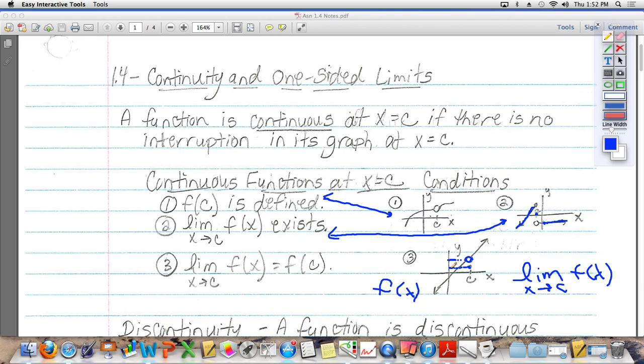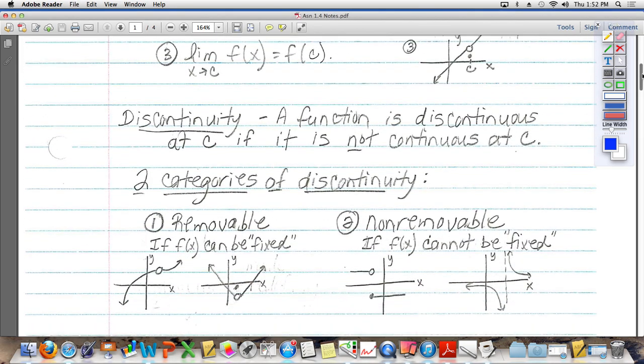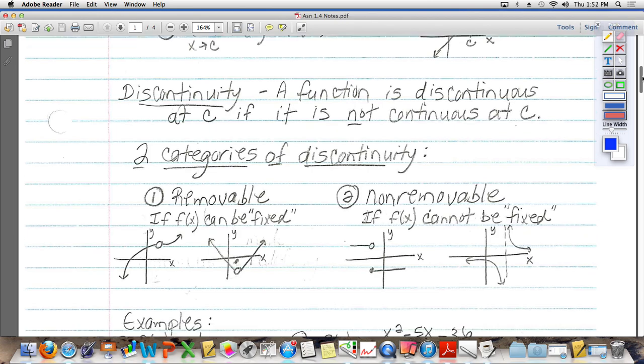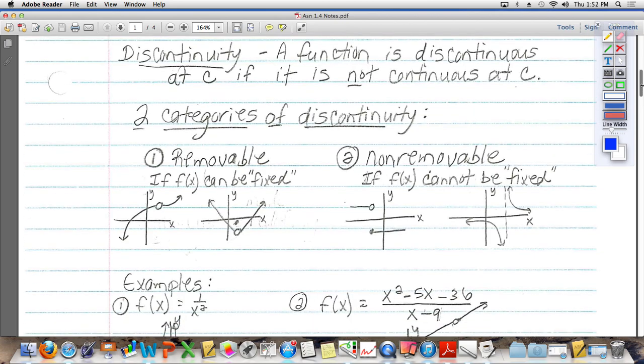There are two different kinds of discontinuity. A function is discontinuous at c if it's not continuous at c. I know it's a very generic definition, but that's true. It's not continuous at c, that's called discontinuity. I really want to get through these two today. There are two categories of discontinuity, and they are removable and non-removable.